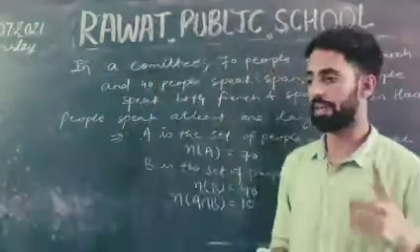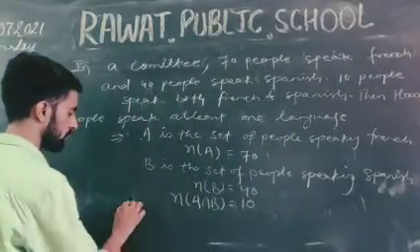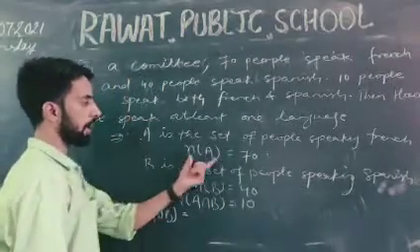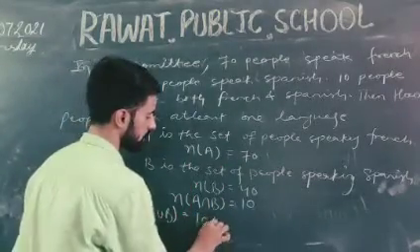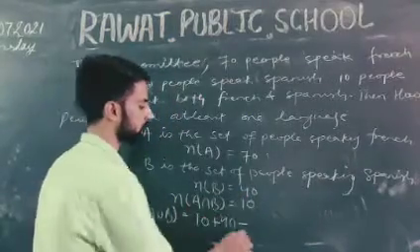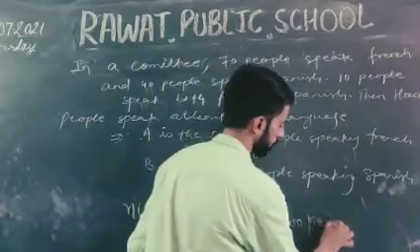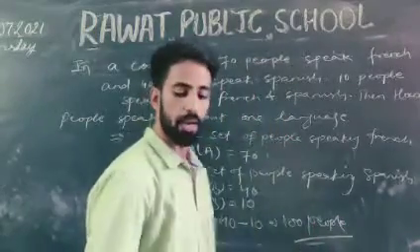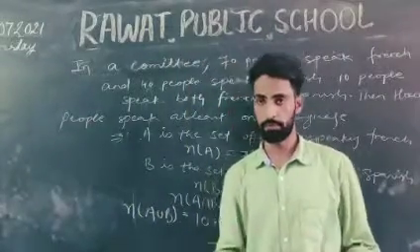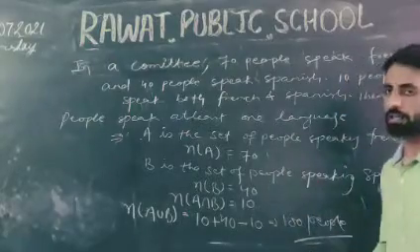We need to find how many total people there are in the committee, or we can say the people who speak at least one language. So we know the formula: n(A union B) is equal to n(A) 70 plus n(B) 40 minus the intersection of both, minus 10. How many? 100 people. So there are 100 people who speak at least one language. You can see the total number of people in the group, in the community, is 100 people.